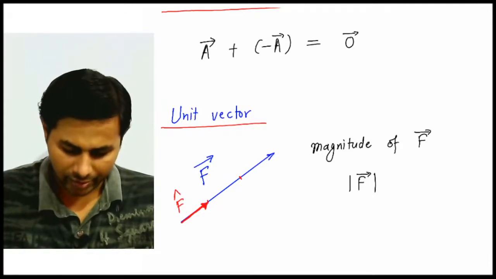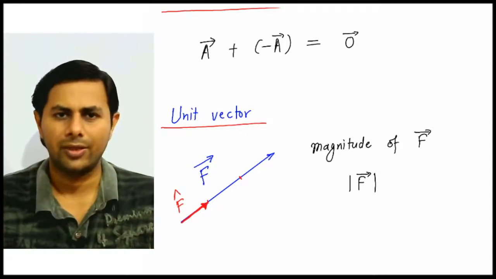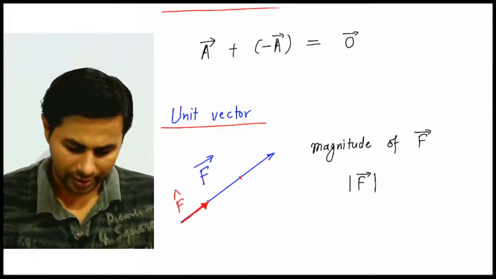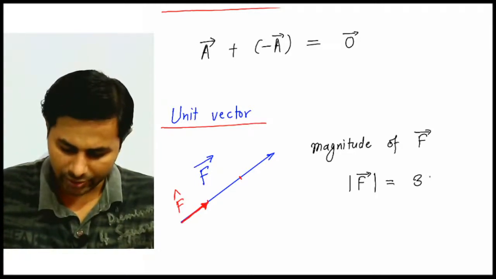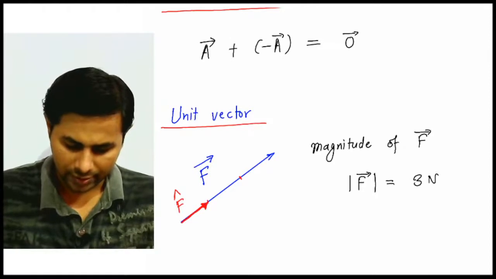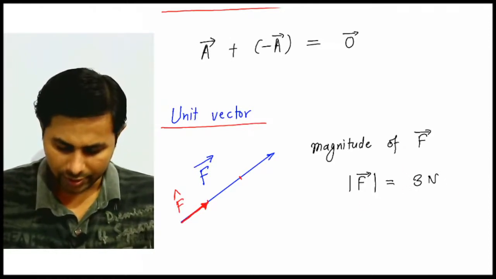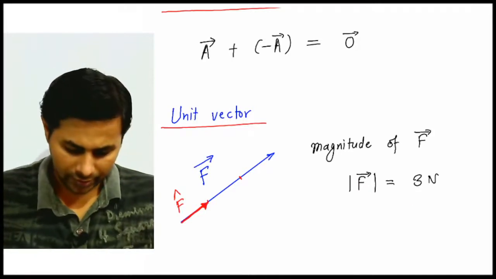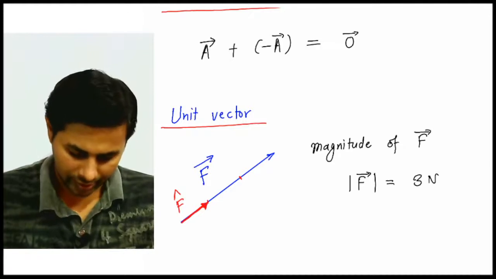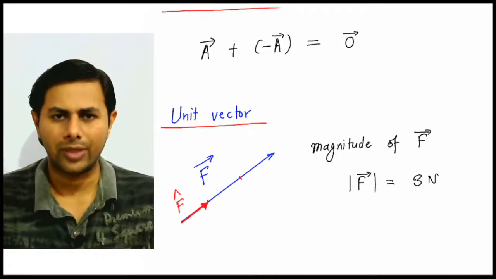So if I take modulus of this vector, then that modulus gives me magnitude of the vector. So as I said, magnitude of this force is 3 newtons or 3 units. So modulus of F bar equals 3. Now how much is magnitude of this F cap? Magnitude of unit vector is 1 unit.